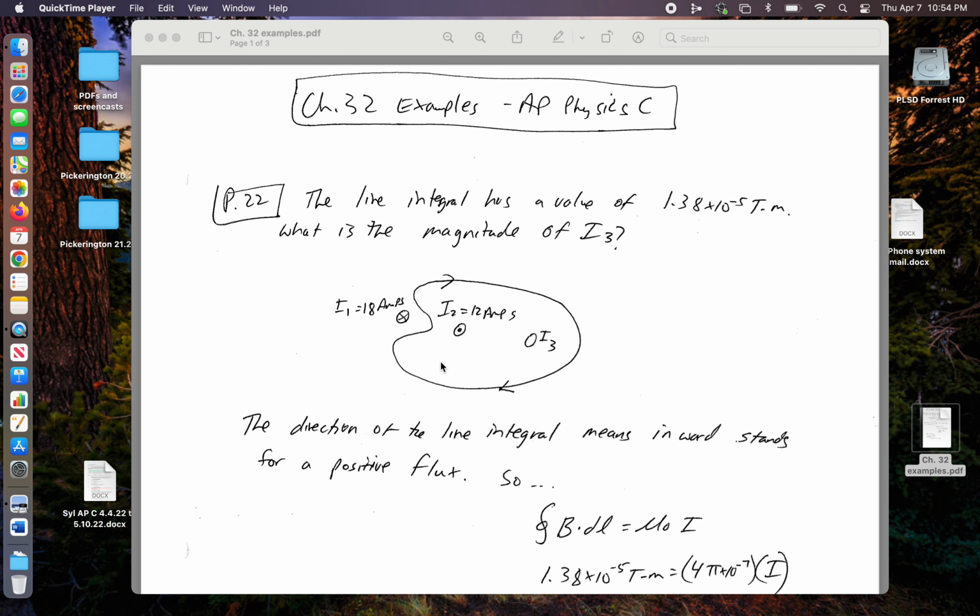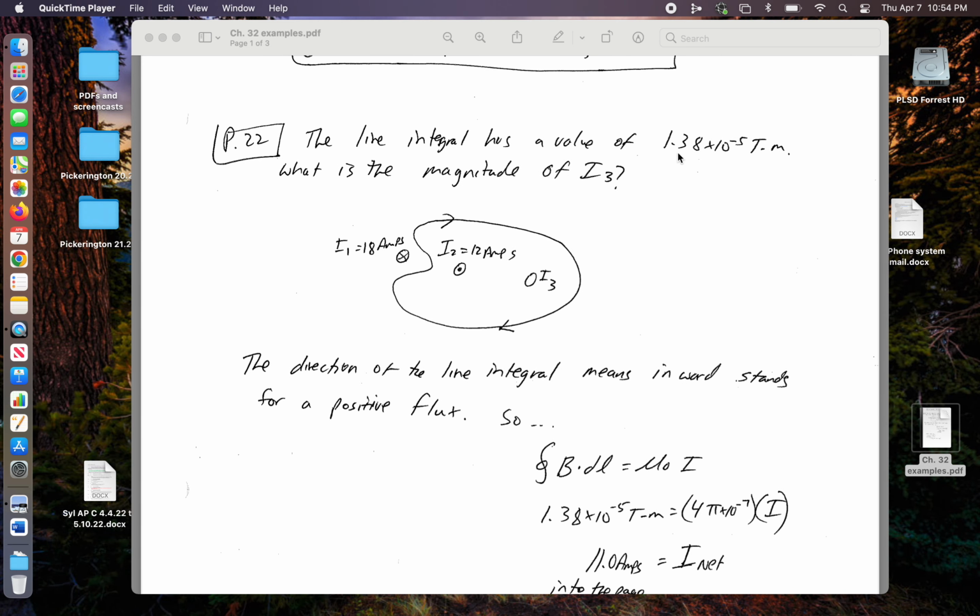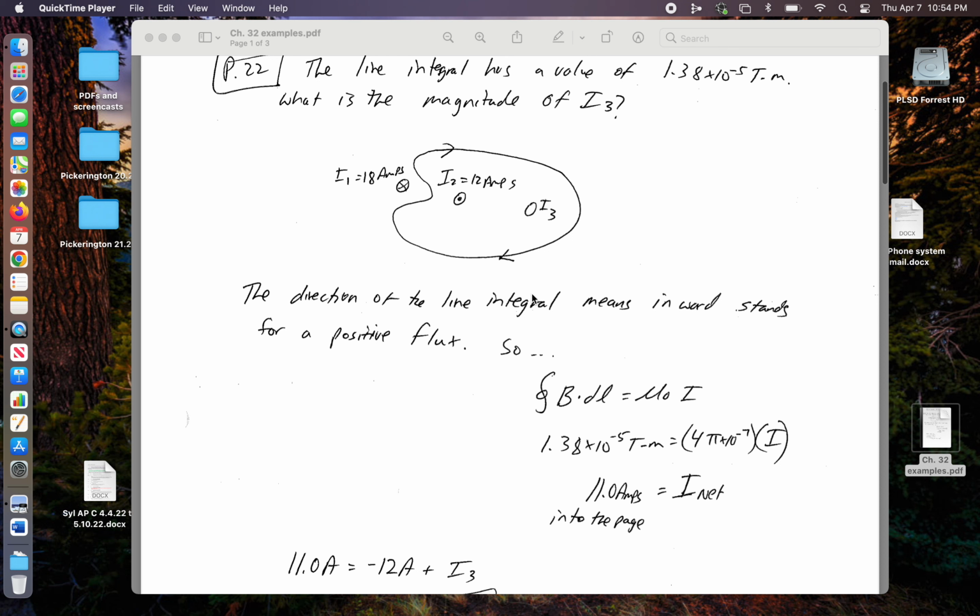So this is a drawing. It's problem 22 at the end of the chapter. You've got a current I2 of 12 amps here, a current I1 of 18 amps out here, and an unknown current I3. It says that the flux is 1.38 times 10 to the negative 5th Tesla meters, and it's asking what direction and magnitude is the current I3. So we have something like this.